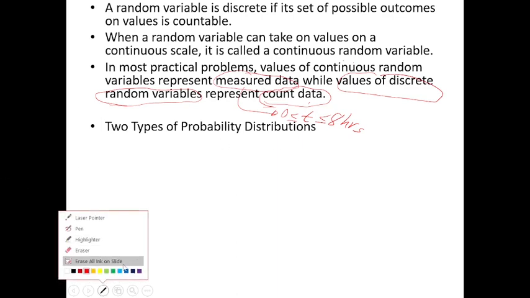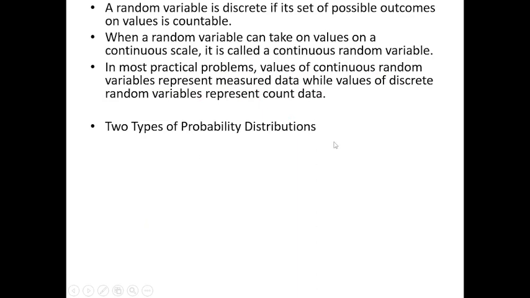We now proceed with two types of probability distributions. So, we're done with random variable. We now proceed with probability distributions. And we have two types, discrete and continuous. No? Discrete and continuous.